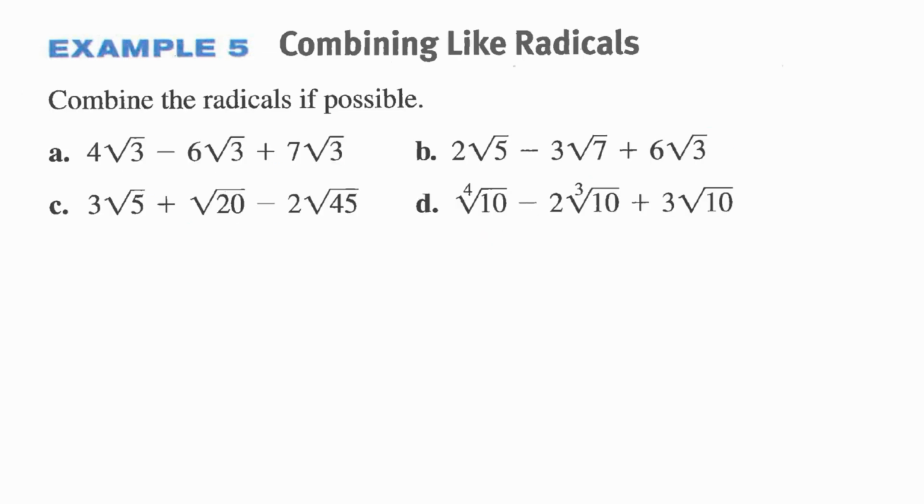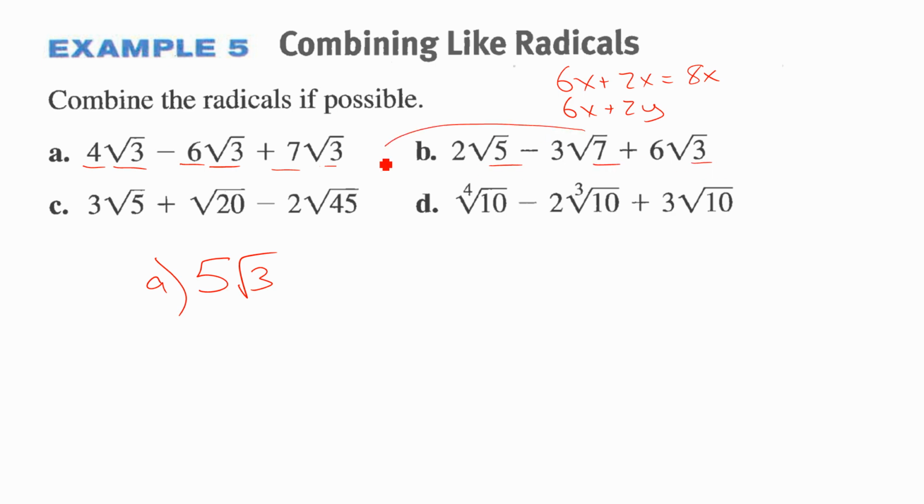All right. Our combining like radicals works just the same way with x's or a's. If I said 6x plus 2x, we would get 8x. If I had 6x plus 2y, nothing can be simplified. Works the same way with radicals. These are all the same radical, so we can combine them. I see 4 minus 6 is negative 2, plus 7, 5 rad 3. Okay. All right, on B, rad 5, rad 7, and rad 3, nothing can be done. So we need to just leave this. This is already simplified. We're done there.